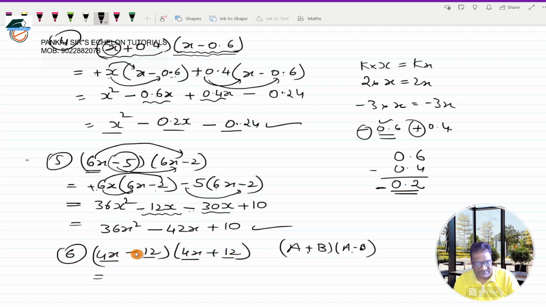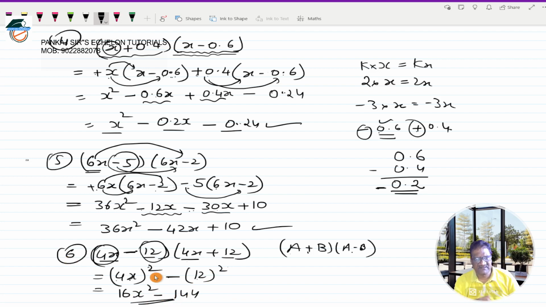Then in the first expression you have a minus and in the second you have a plus. So if you come across this type of expansion, what you have to do is take the first term, that is 4x, and just square it. Then put a minus sign and then take the second term, that is 12, and square it. So the answer will be 4 square 16, and then x square is x square, so 16x square minus, and then 12 square is 144. So this will be the answer for this sixth one.